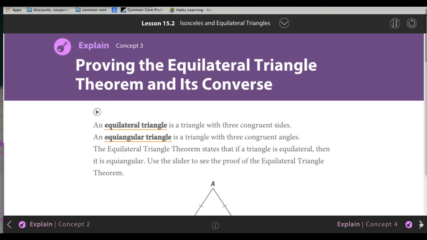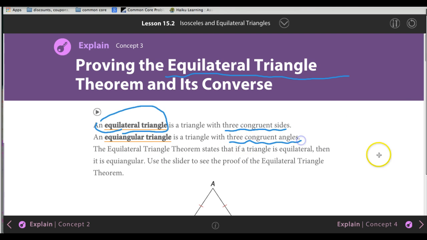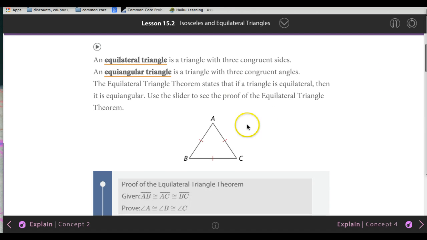And the next section is going to talk about equilateral triangles. Of course, you learned this in elementary school, but here's how we remind you. An equilateral triangle has three congruent sides. An equiangular triangle has three congruent angles. That means three angles measure the same, three sides measure the same. Here's a picture of it.